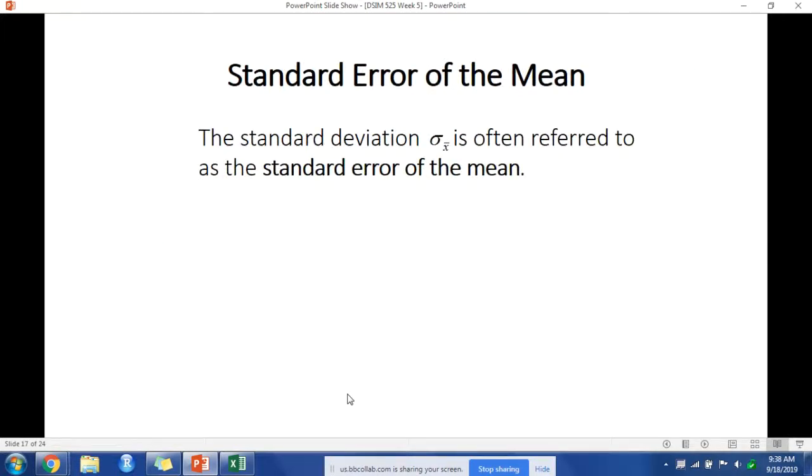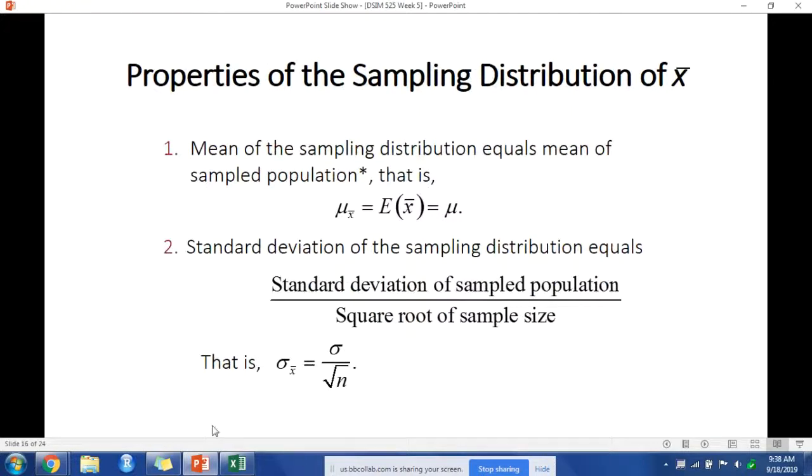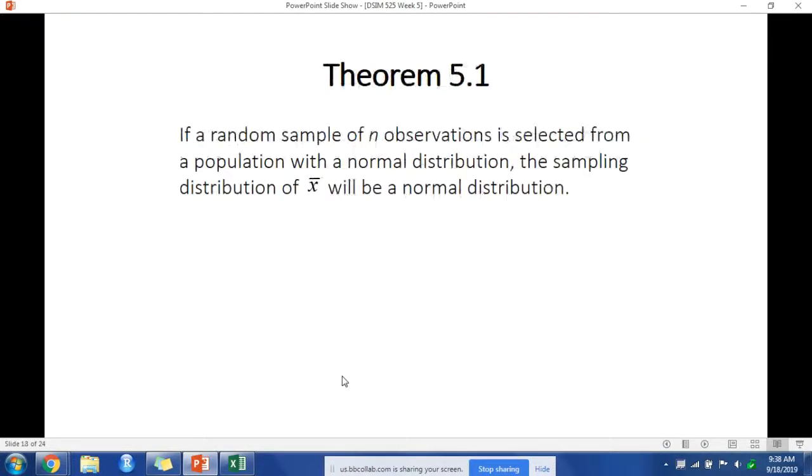Standard error of the mean is the standard deviation of a statistic. What makes it different is that we take into account the sample size. Here, because we are dividing by n, our sample size, that's what changes it to standard error.